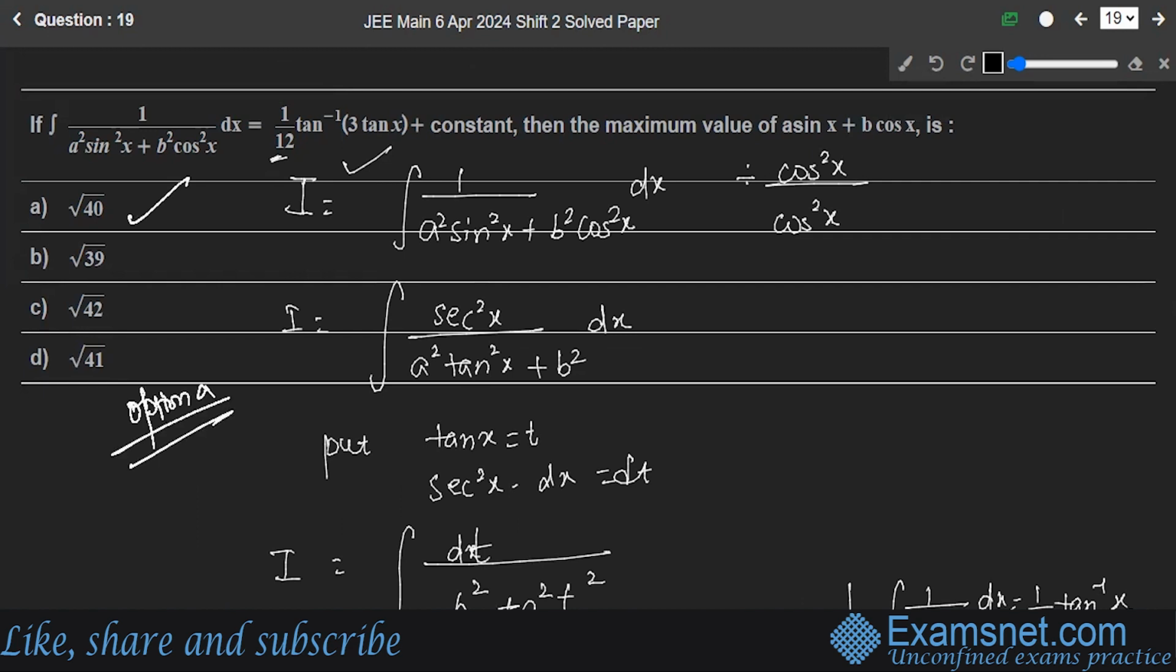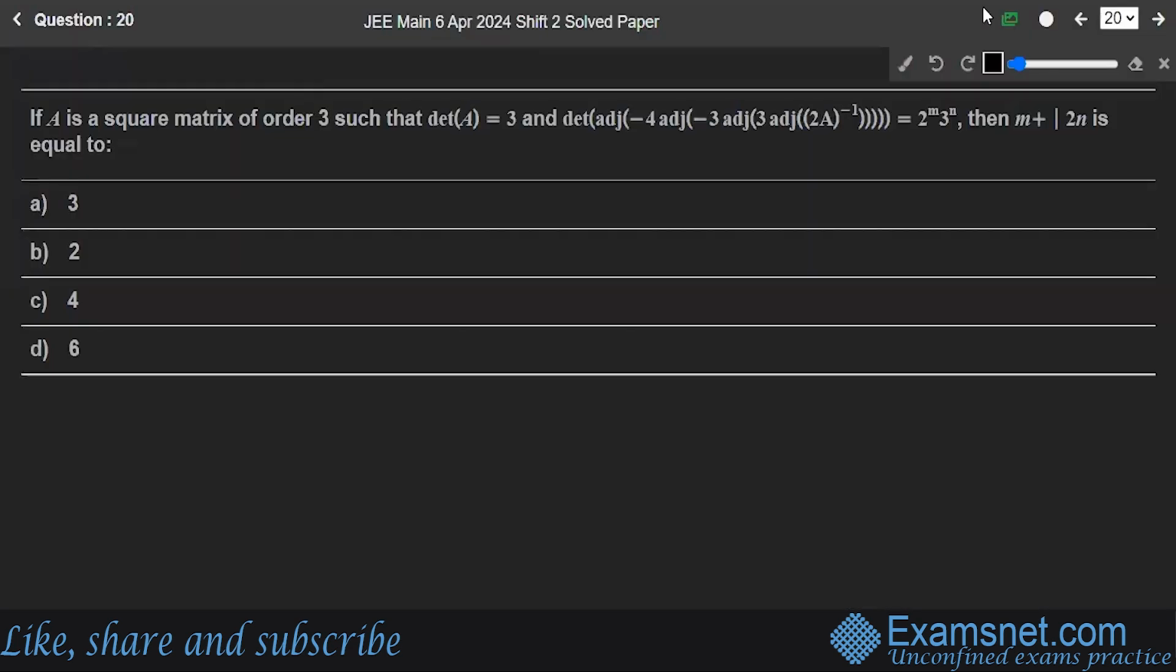Hope you got that. Let's move to the next question. Question number 20. If A is a square matrix of order 3, such that determinant of A is equal to 3 and the determinant of adjoint of minus 4 into adjoint of minus 3 into adjoint of this is equal to 2 raised to power m, 3 raised to power n. What is the value of m plus 2n?